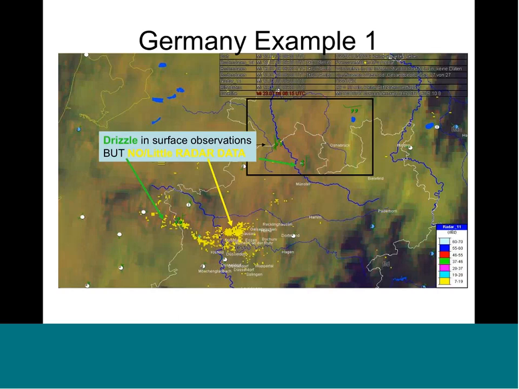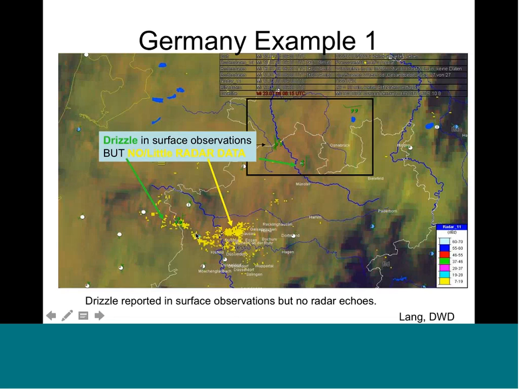Drizzle, some radar examples. Here's an example from Germany. And I hope you can see my pencil here. You can see this is an inset of this area down here. This is from Germany, using the Nino system. Reported in the surface observations are these symbols, and that indicates drizzle. But the radar doesn't see it very well. Okay, so this is just a starting point here. Let me just move my window out of the way.